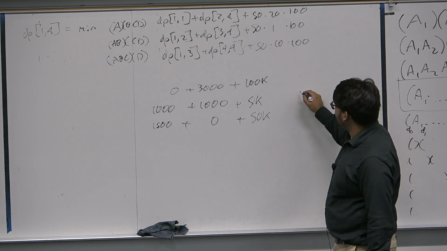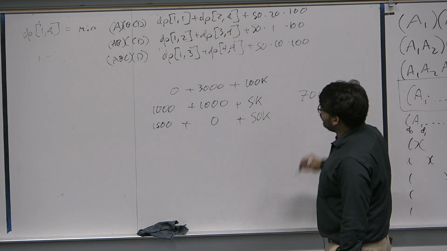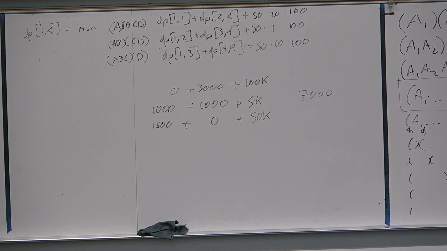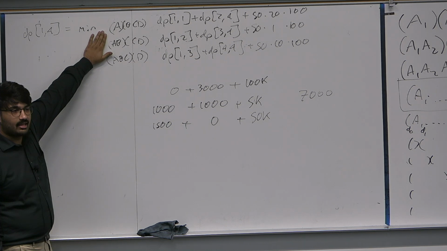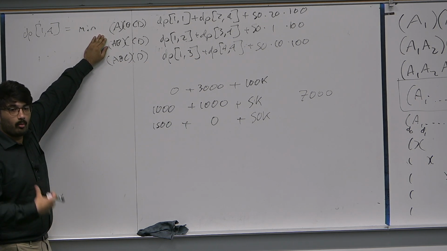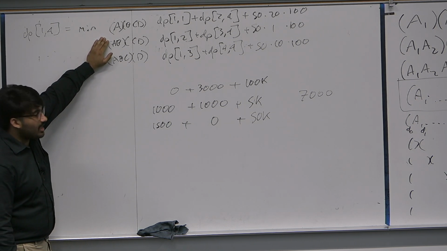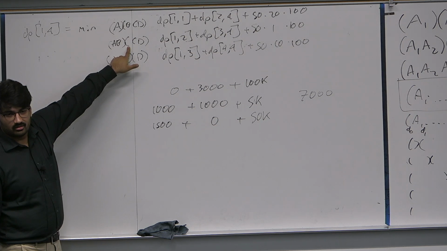So that is, in fact, exactly 7,000. So that is going to go here. By the way, 7,000 was the answer we computed at the beginning, right? And notice that which one you took the min of is exactly corresponding to the last multiplication required. Then each of these is handled recursively, right?